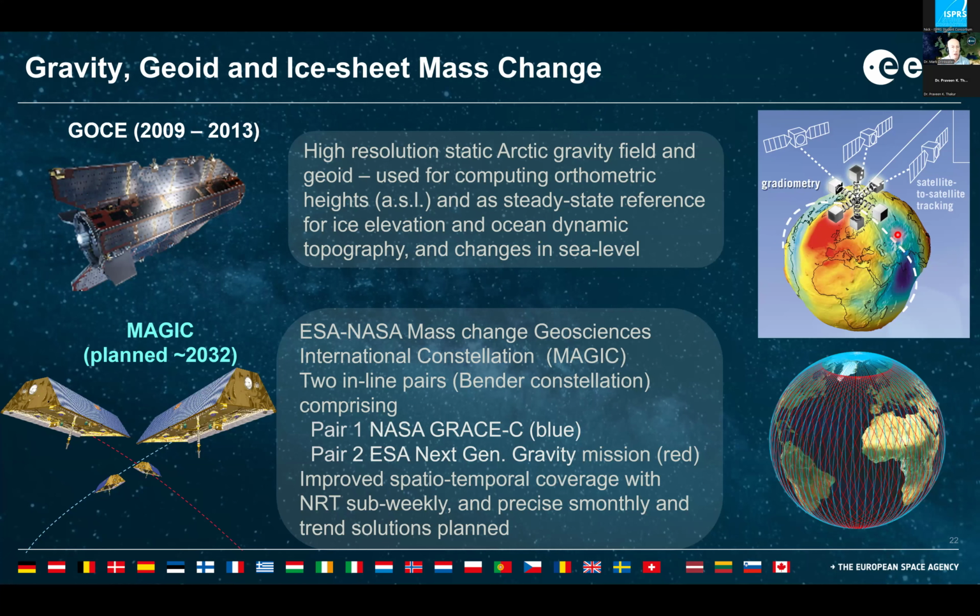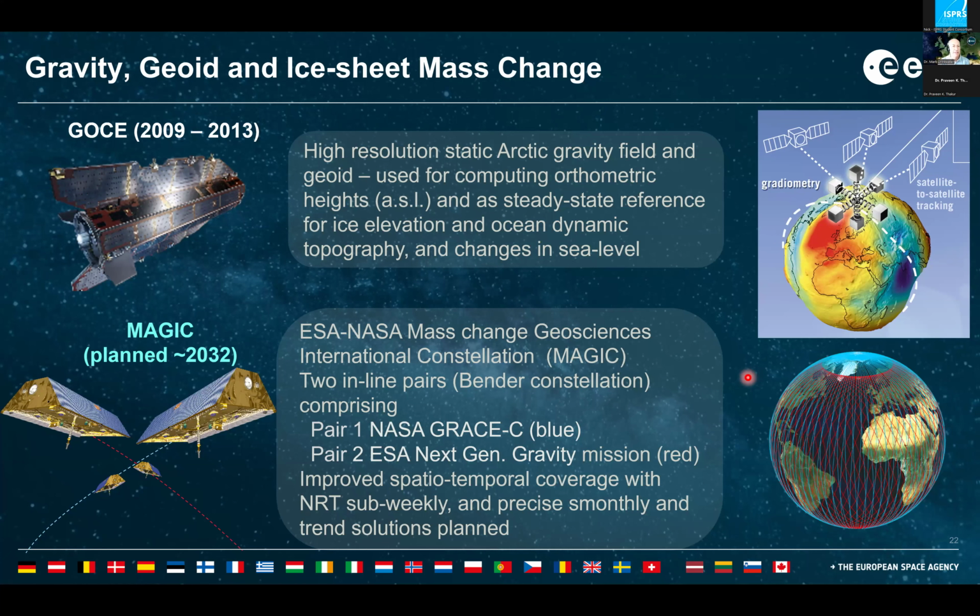This allowed us to measure a high-resolution static Arctic gravity field and a geoid, which is important because it's used for computing the orthometric heights above sea level. And it's also used as a steady-state reference for the ice elevation change and ocean dynamic topography changes, as well as changes in sea level. And so GOCE is also a fundamentally important data record for measuring mass change and sea level change in the Arctic. And we're progressing towards development of a new mission together with NASA called MAGIC.